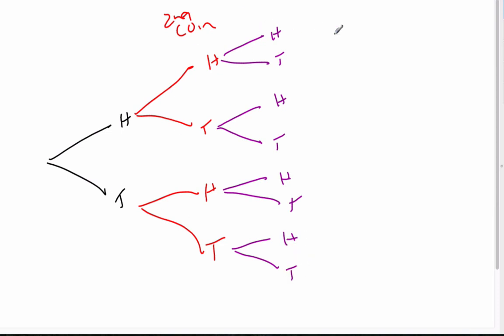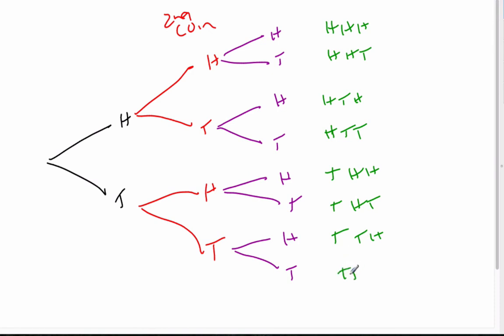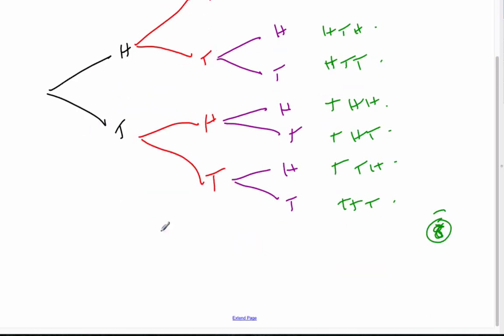And then when I put it all together, I could get head, head, head; head, head, tail; head, tail, head; head, tail, tail. And be careful of the order, because the order does matter, because it's a different scenario that may have happened. And then tail, head, head; tail, head, tail; tail, tail, head; and tail, tail, tail. So in total, there's 1, 2, 3, 4, 5, 6, 7, 8 possibilities in total. So now, if I continue on, I've listed the outcomes.